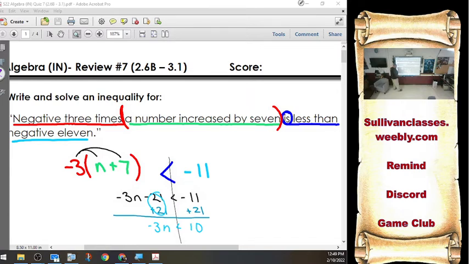Okay? When I divide by -3, I have to remember that I divided by a negative. So we have n flippity flop negative 10 thirds. And the graph for it is nice and easy. You just say negative 10 thirds, open circle, left.